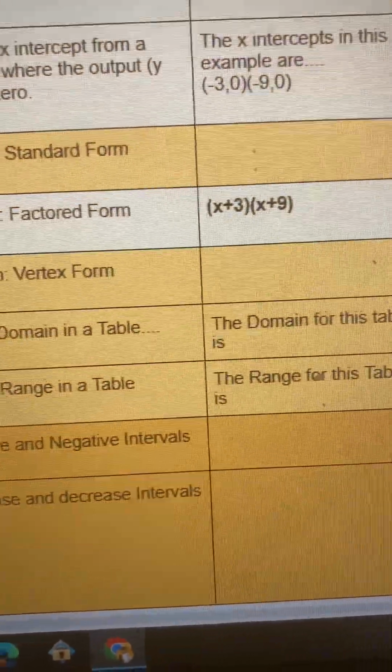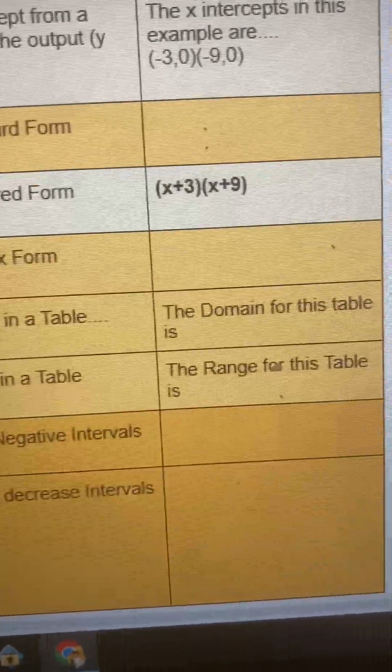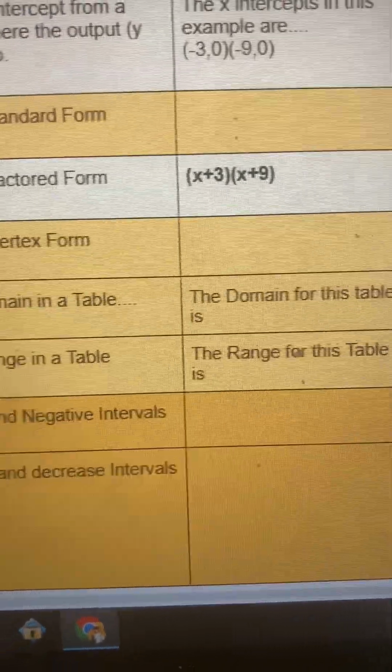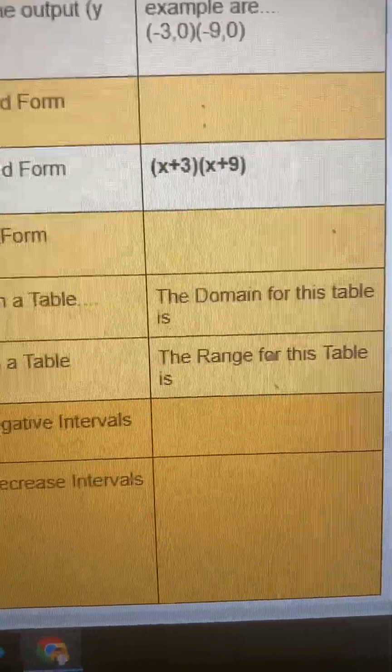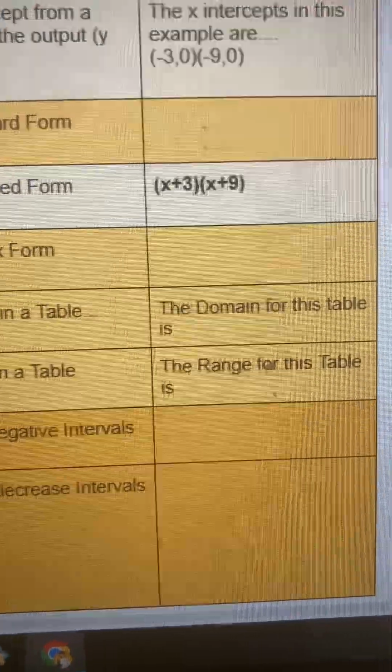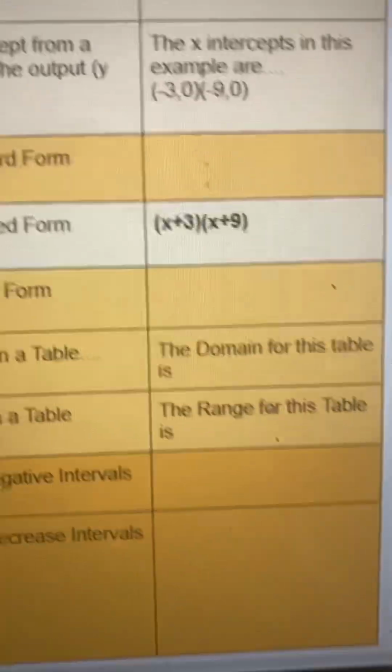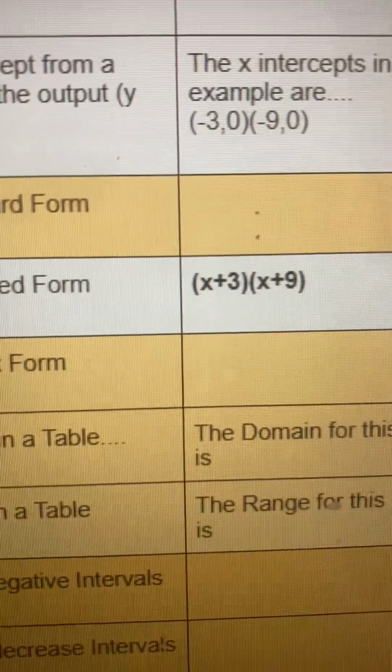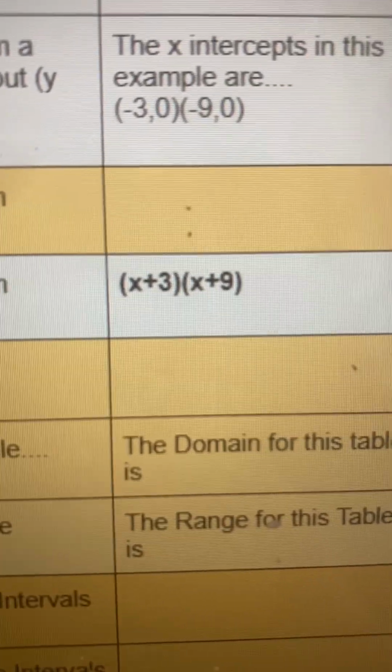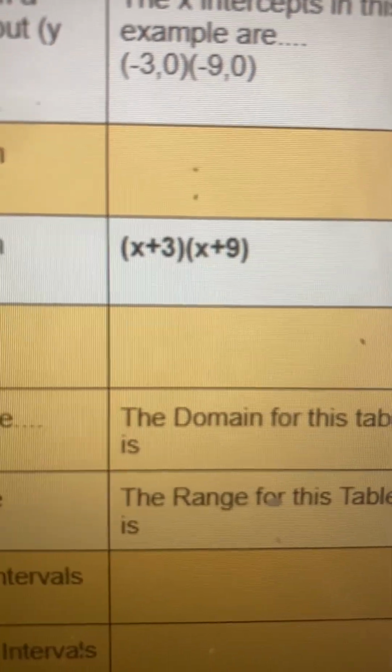Okay, now the factored form, once more. You're basically doing the same thing as you did on a graph for your factored form. You're going to find your x-intercepts, and you're going to use these equations, set them equal to 0, and whichever number you must plug in to get 0 is going to be your x-intercept. Pretty simple.